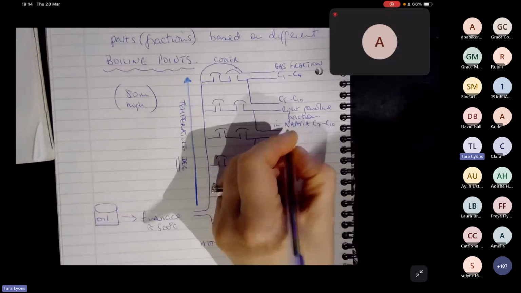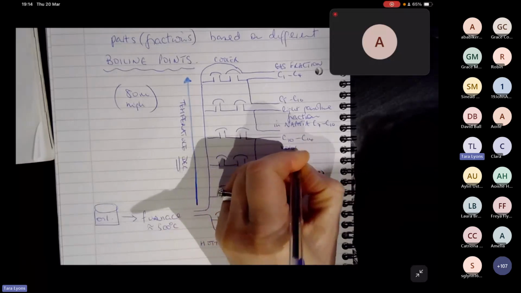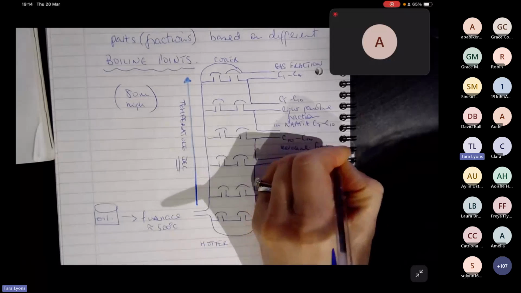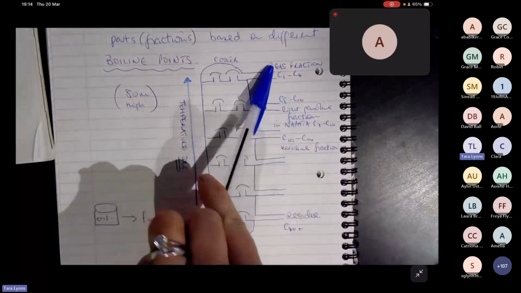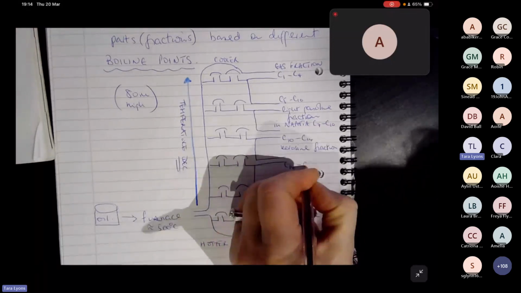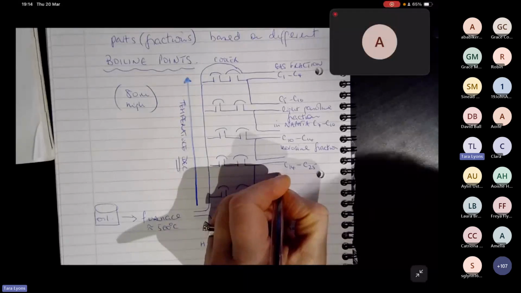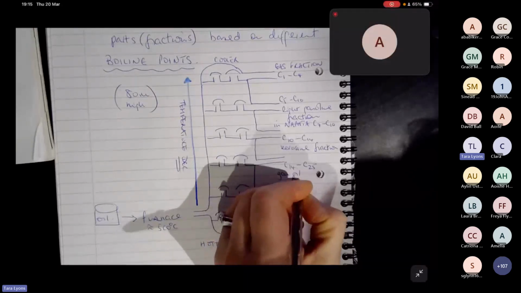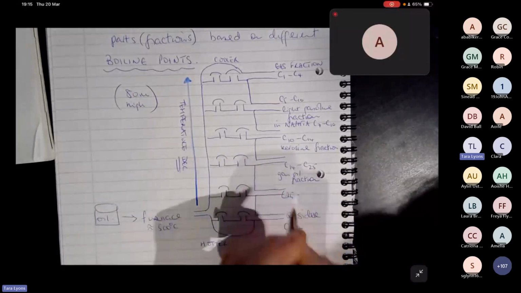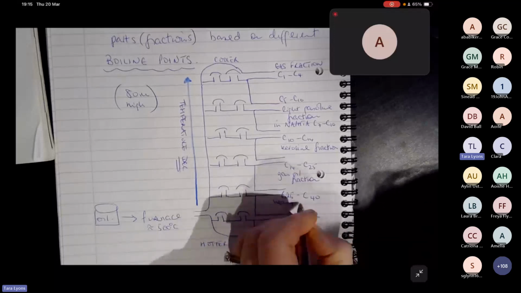Next fraction down, right? C10 to C14, that's our kerosene fraction. So again, bigger molecules, we're going from lightest down to bigger ones. Next one down is about C14 to C25-ish, and this is called the gas oil fraction. And then from about C25 to about C40-ish, we've got the heavy gas oil fraction.